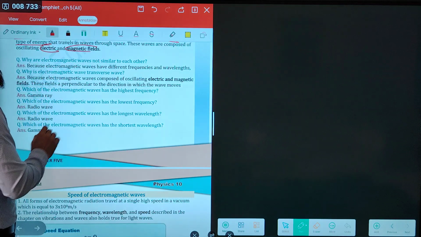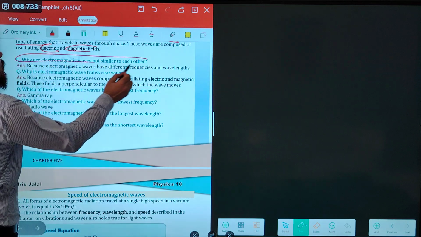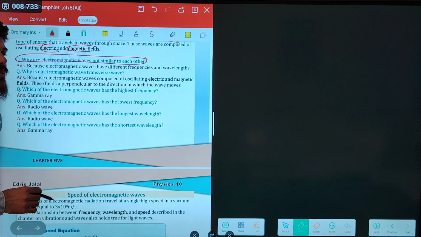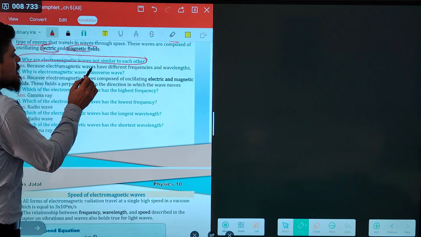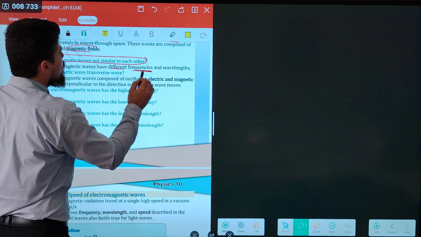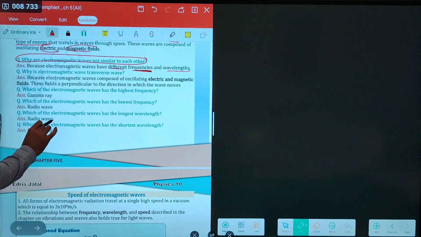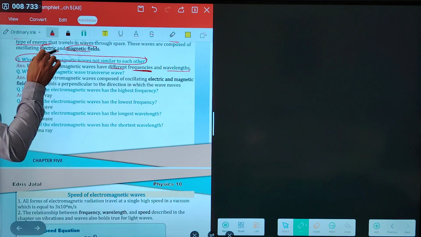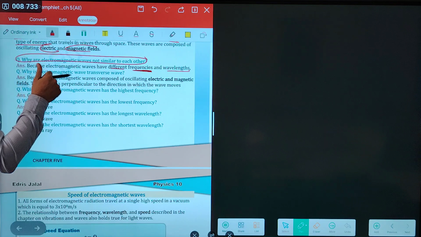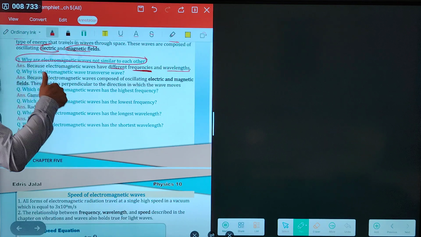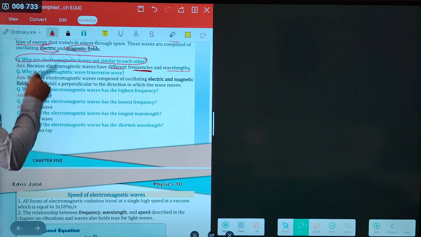Why are electromagnetic waves not similar to each other? Because they differ in frequency and wavelength. Which one has the highest frequency? Gamma ray. Lowest frequency? Radio wave. Longest wavelength? Radio wave. Shortest wavelength? Gamma ray.